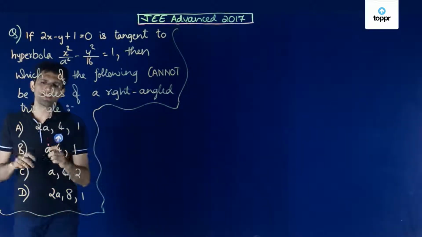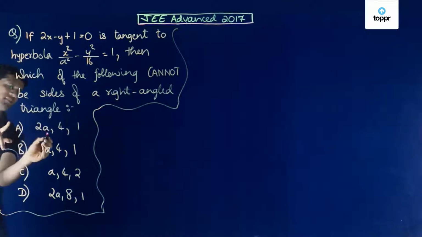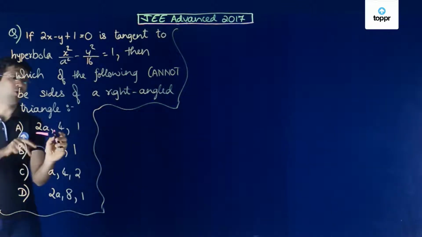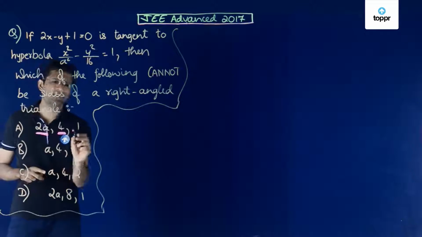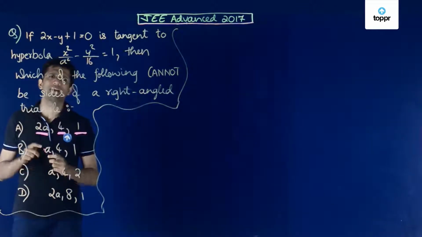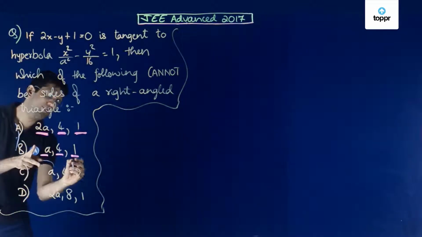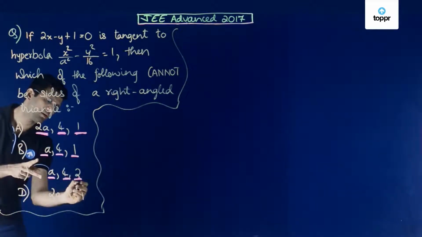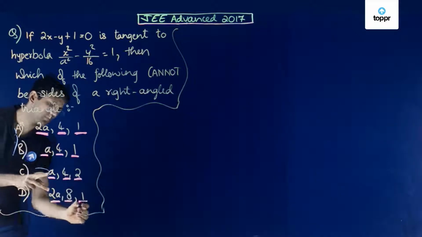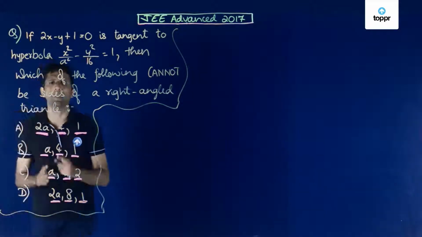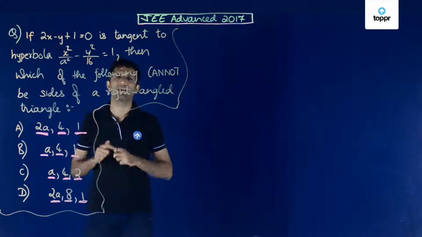So, for instance, in the first option, we have 2a as one side of a right angle triangle, 4 as another side, and 1 as another side. So, if we assume that each of these represents a side of a right angle triangle, then we have to check for which of these 4 options these 3 given values cannot represent the sides of a right angle triangle.